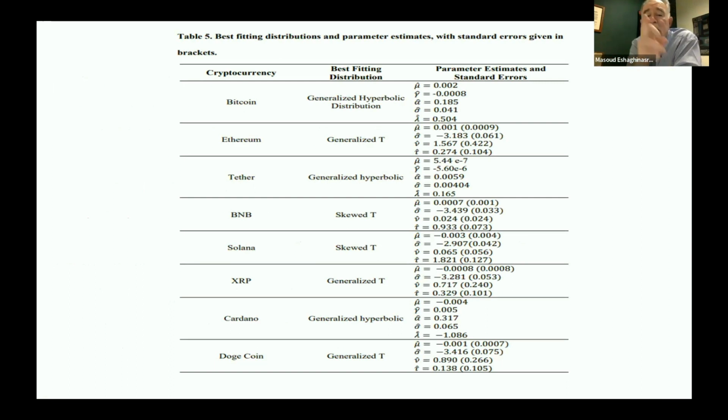For example, Bitcoin. In this part, I use the parameter estimates and find the standard error for each part. And find the parameters, and after that decide what is the best fit for any distribution. For Dogecoin, for example, it is Generalized T; for Cardano it is not that one, it is different. And Solana is different too. For this reason, this is important: because if you want to predict, you need to know the best distribution, and you can use it.